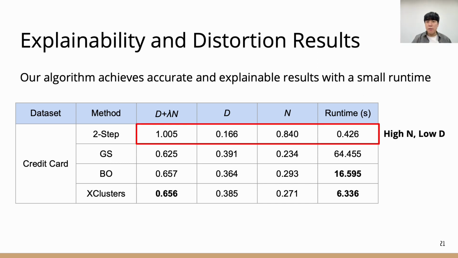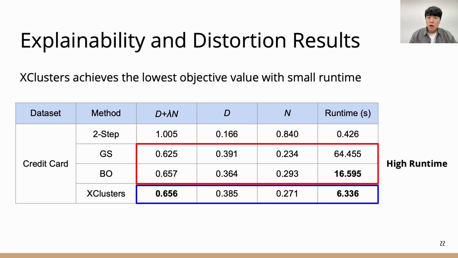Recall that when using two-step, the number of clusters is determined during clustering only. Since there is no further adjustment of k, the overall runtime is small. However, the large tree size contributes to a high overall d plus lambda n value. Grid search, Bayesian optimization, and XClusters balance cluster distortion and tree size more effectively than the two-step baseline. The three methods dramatically reduce the tree size in exchange for cluster distortion. However, we can see that XClusters has the smallest runtime as it exploits the monotonicity properties.